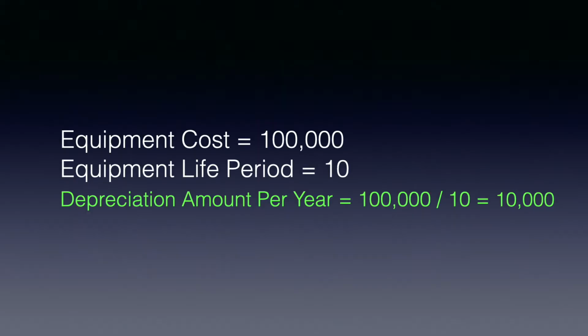Depreciation is a method of spreading the cost of a tangible asset over a specific period of time, typically the asset's useful life. For example, let's say your company purchased a new piece of equipment with an estimated useful life of 10 years for the price of $100,000. Using the straight line method, the company's annual depreciation expense for the equipment will be $10,000. You get this by dividing $100,000 by 10 years.